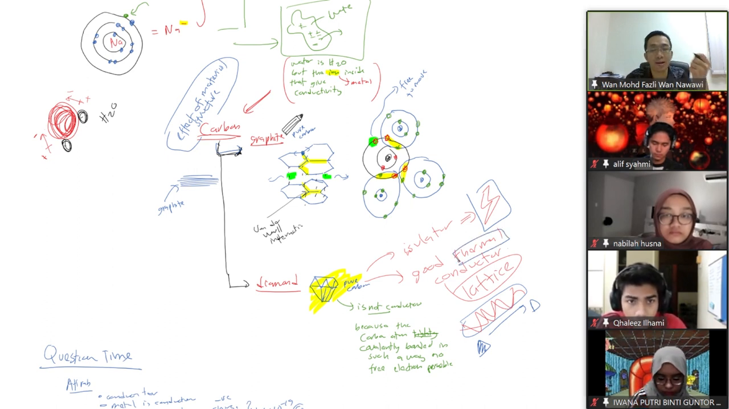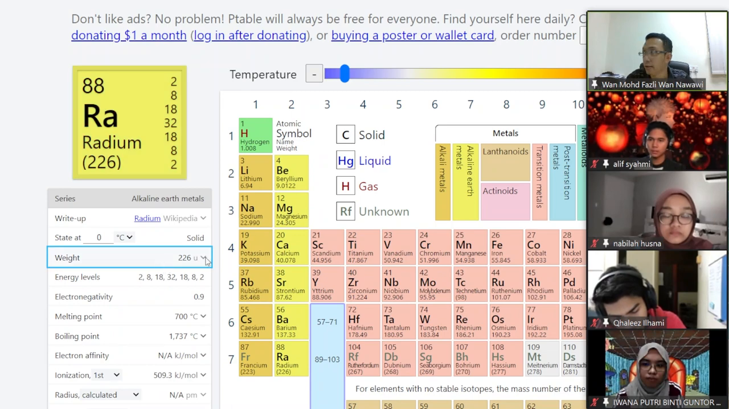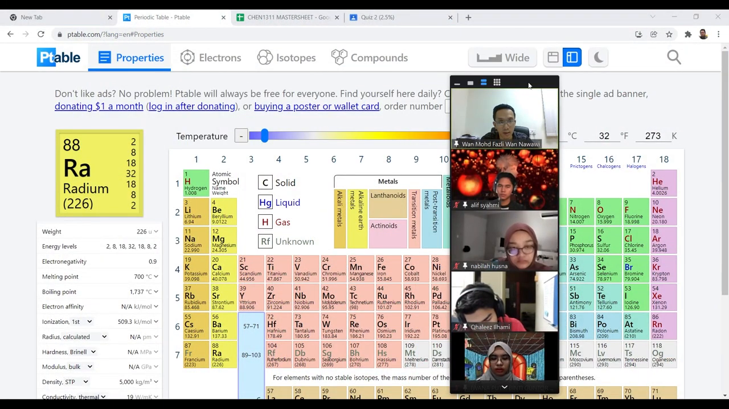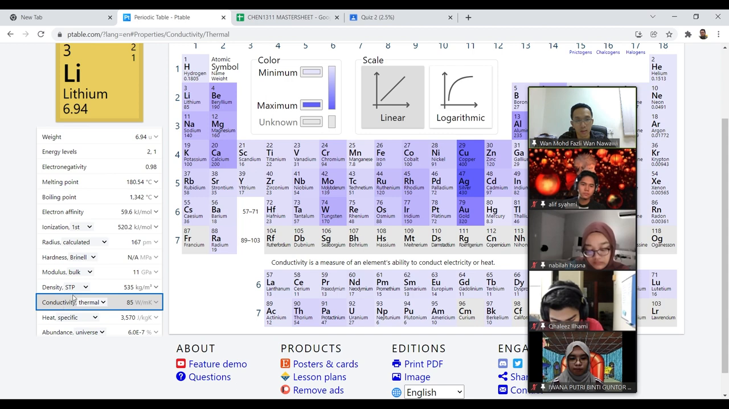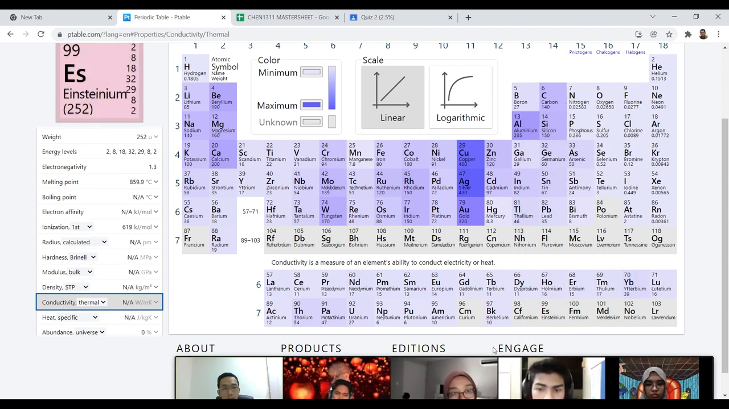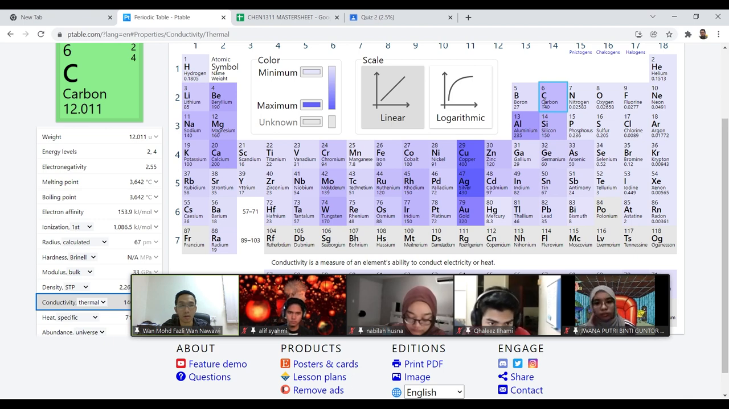Electricity needs mobile charge, but thermal, the heat conductivity, doesn't need the mobile electron. If you look at this here, if I go to the conductivity, you have thermal, or carbon, because diamond is the same thing. I mean, diamond and graphite are both carbon, so you cannot really see the difference here. Because this is pure carbon, not in a bulk form, it cannot tell you whether this is diamond or graphite.